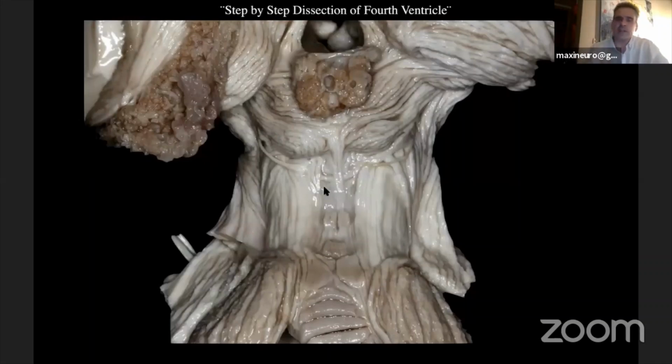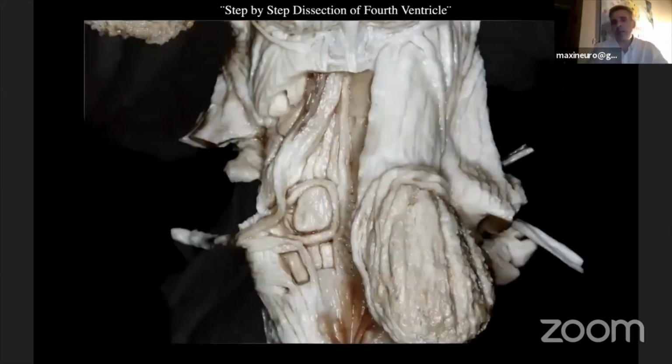To remove this structure, I prefer to remove the left side first, to understand what you see when you remove this. Obviously, if you do that, you can understand the disposition in this picture of the facial colliculus. Here, the facial colliculus, the nucleus of the sixth, the nucleus of the seventh, and the inferior, vertical, and superior portions of the seventh nerve. Of course, here, as I told you before, this is the dentate nucleus.